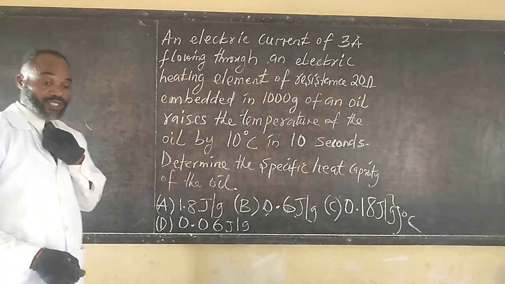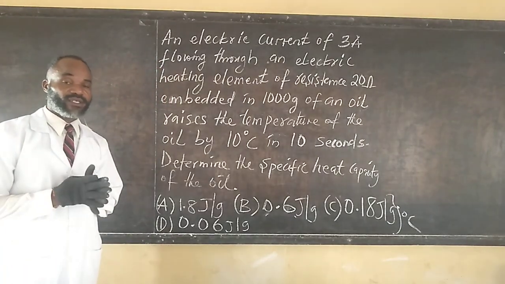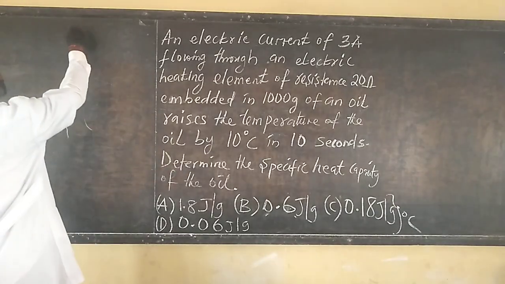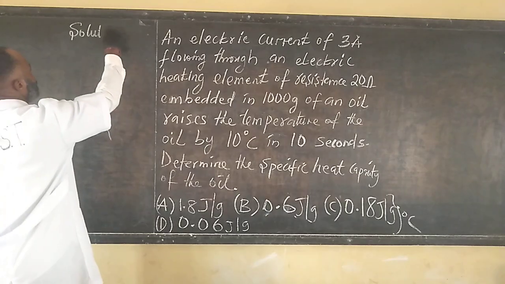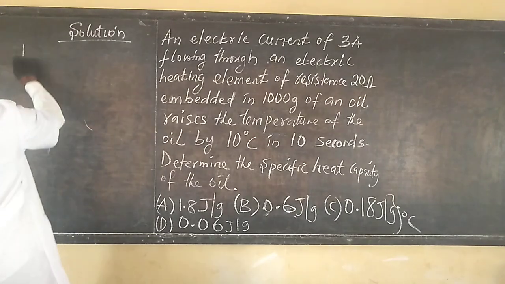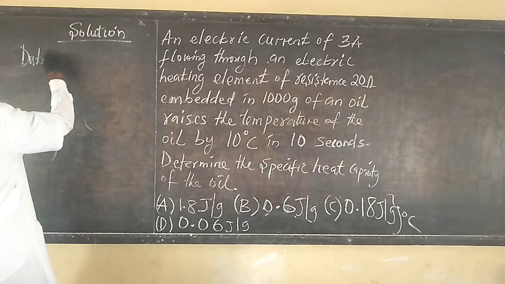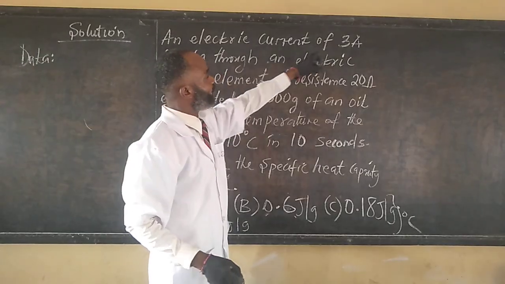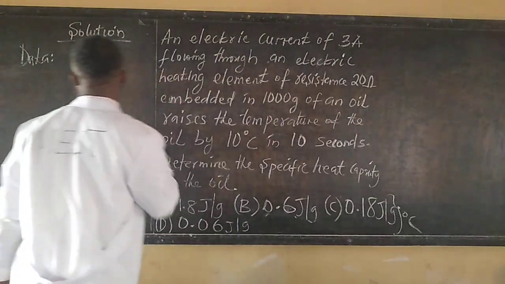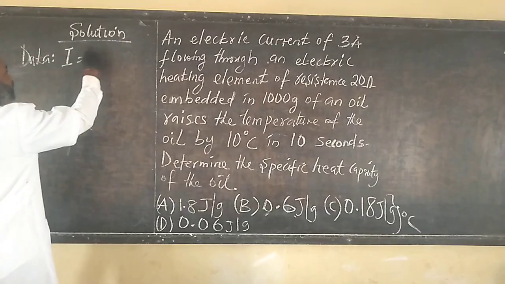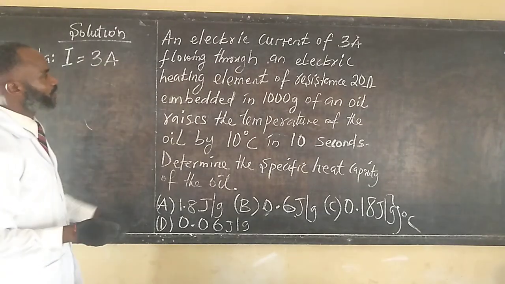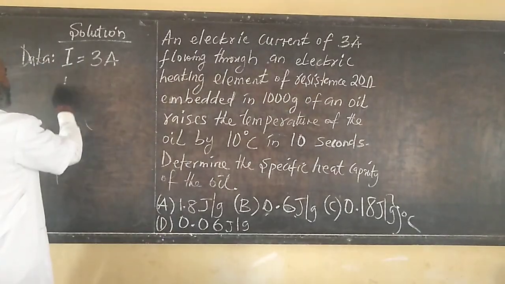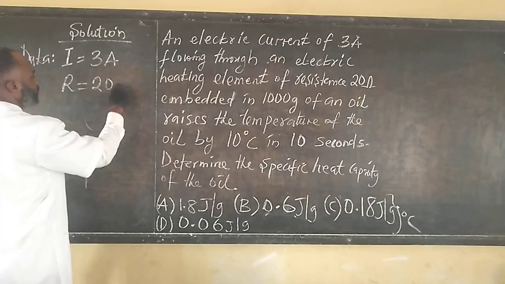As usual, we need to bring out our data first and then apply the appropriate formula for this. So the first thing is the solution. Let's look at the solution first, and then our data, very, very important. What do we have? Current I. An electric current of 3 amps, so I is given as 3 amps, flowing through an electric heating element of resistance. Resistance is given, R equal to 20 ohms.